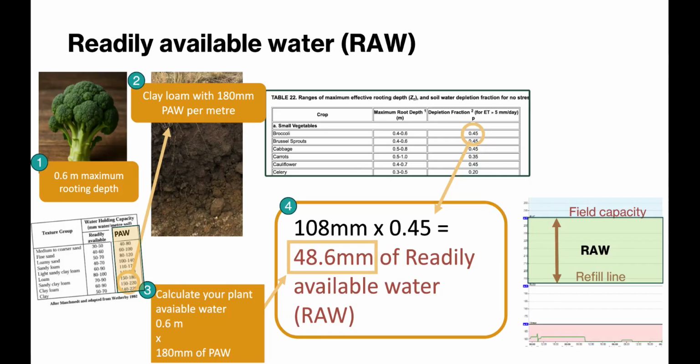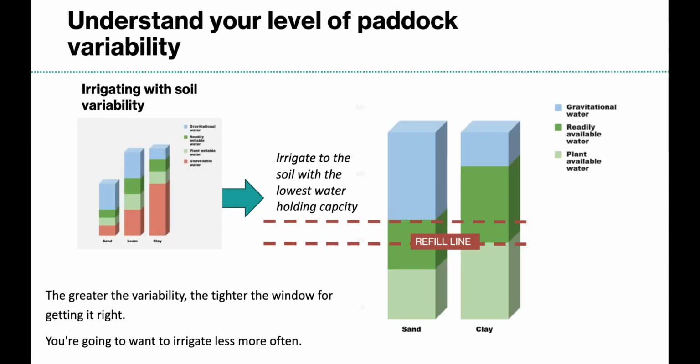But as with anything, be a bit sceptical and validate your refill line by digging holes and feeling how damp the soil is by hand from time to time to get a better idea of what your moisture level is really like. How should you irrigate differently if you've got a paddock with variable soil types?